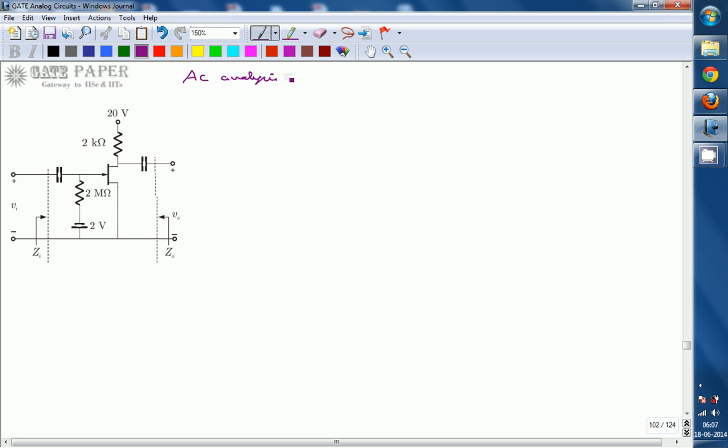For AC analysis, you must consider two important points. One is that external capacitors, that is microfarad capacitors, act as short circuits. Microfarad capacitors act as short circuits, and the second one is that the DC voltage source is grounded. While drawing the AC equivalent circuit, you must consider these two points.